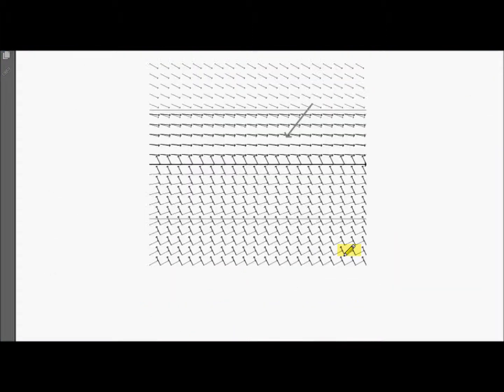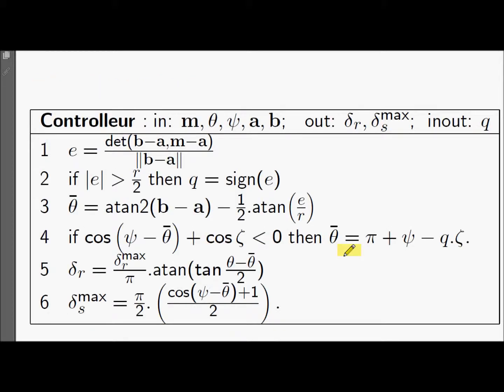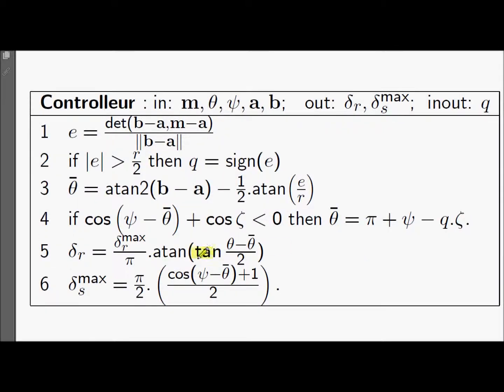What about the controller now? I will explain the controller. It is given now. As an input, I will have the position of the boat, the heading of the boat, the direction of the wind, and A and B.